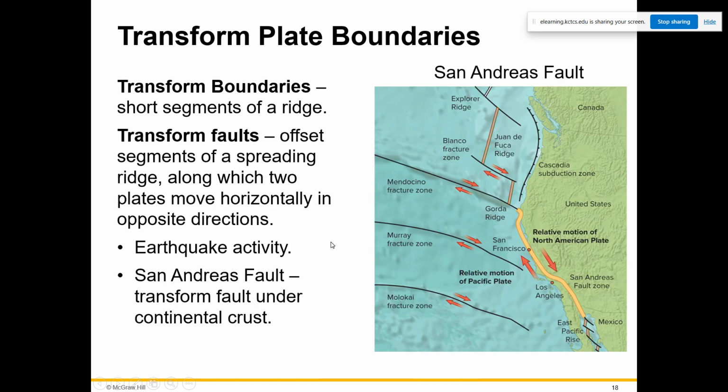Transform. So this is not pushing, not pulling. This is side by side. So this is when one plate goes one way in relation to the other plate. This is California here because I think the San Andreas is, at least in America, the most famous transform fault, if not globally. And with that, you get a lot of earthquake activity because, well, anytime things are moving, you're going to get a lot of earthquake activity.